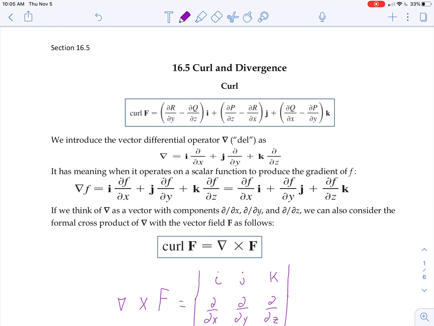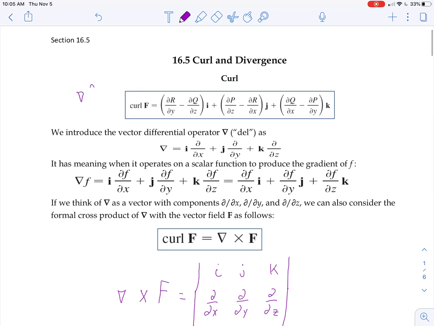And we introduced the vector differential operator del. So del is an operation. Usually when we see del, we think of del of f, which is just the gradient. Again, del f is just the gradient. Well, when we're talking about del, that's just the operator. All del is doing is taking the partial derivative through whatever vector we have.